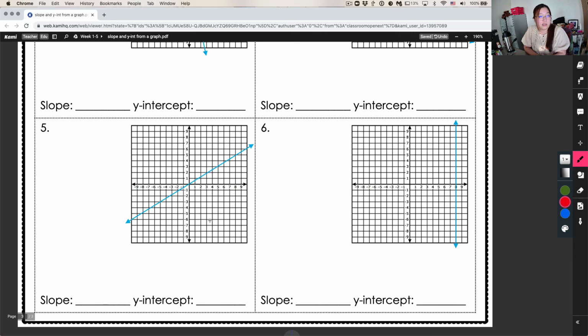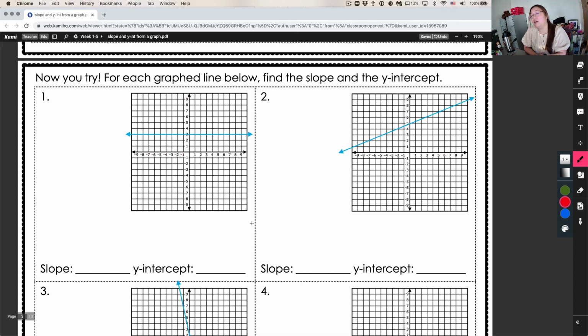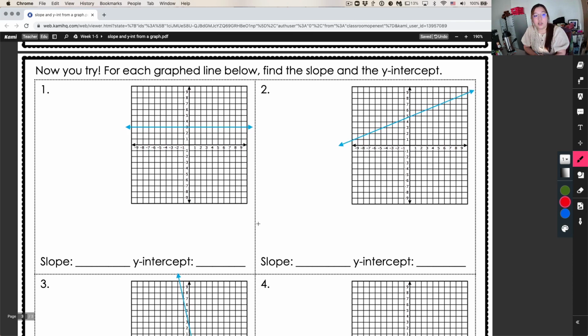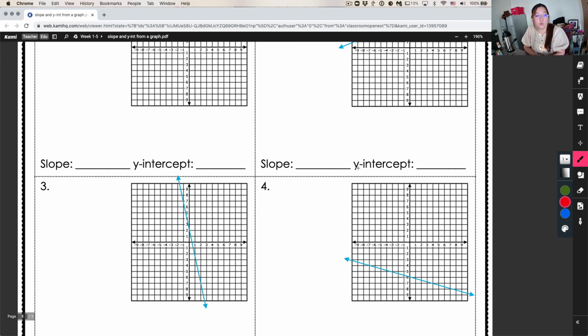The rest of these, as you pick your perfect points and calculate, you should be able to figure out the slope. And, if you want to, just to help check your work, before you start, you can trace the line. Like number 2, this is going up when you go left to right. This is a positive slope. So if you're calculating your slope and you get a negative answer, then you know you messed something up. So use that to help check your work.